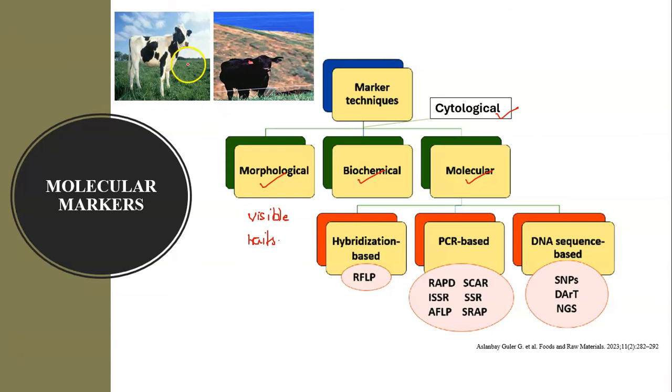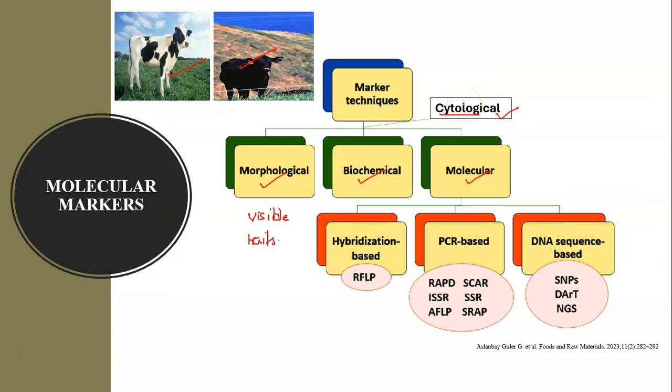So here these two pictures show the cows. We can conclude that these two cows are not the same as they differ in pigmentation. So morphological markers generally represent genetic polymorphisms which are easily identified and manipulated.